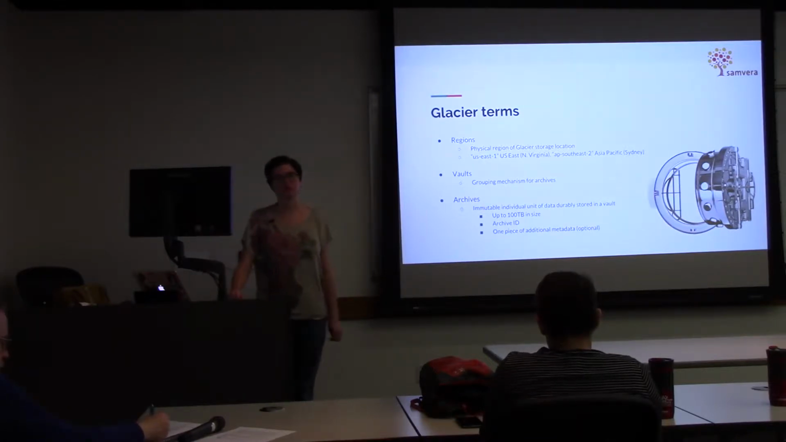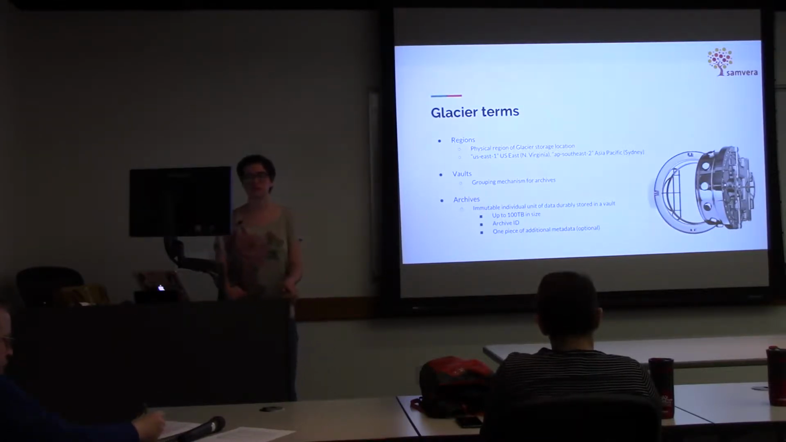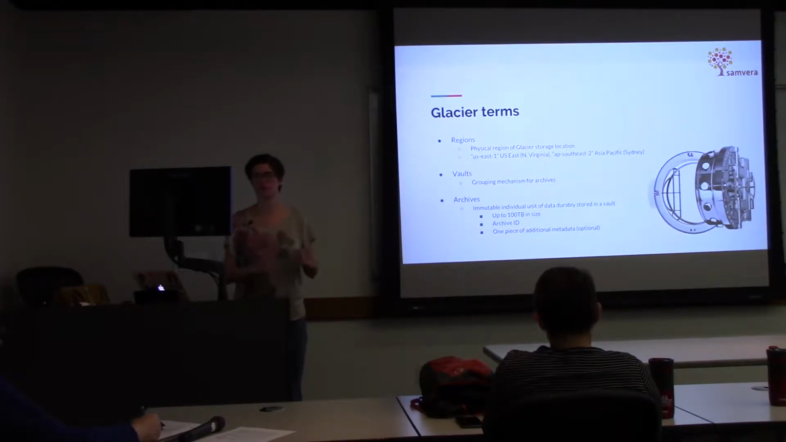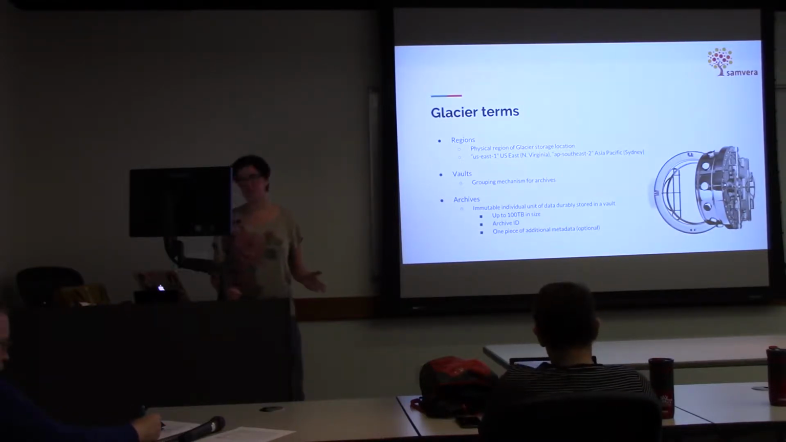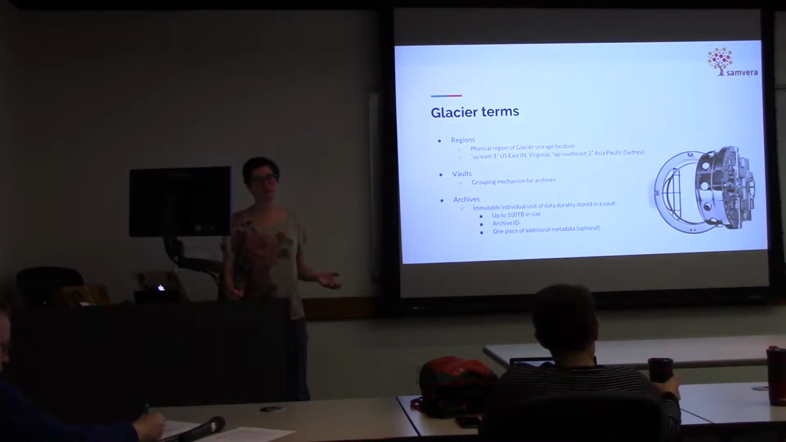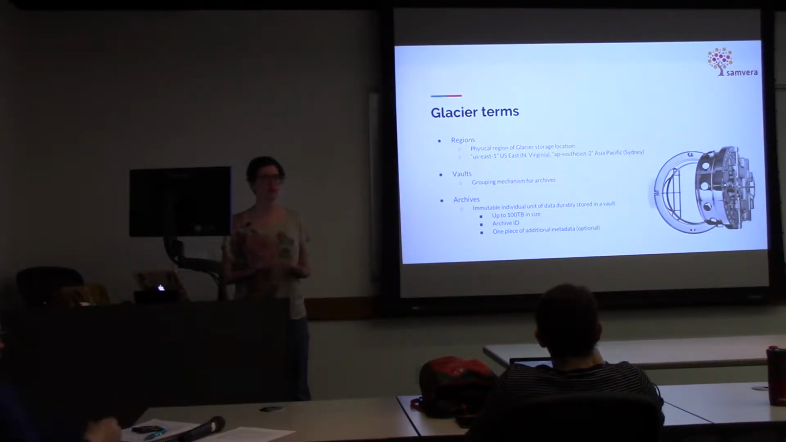These are the discrete, immutable units of data that are stored within a vault. These can be individual files, however, it's recommended that you group files and compress them in something like tar or zip in order to keep your costs for transfer down. There are some space limits that I'm putting up here. I hope that you don't have any one individual file that's over 100 terabytes, in which case I don't know if anyone can help you.